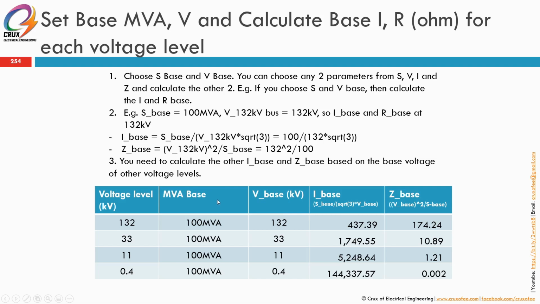For example, at 132 kV, let's calculate the I base and Z base. So I base is just S base divided by the voltage times square root 3. So you get some value. Whereas the Z base equals the voltage at 132 squared divided by the S base. So in this case, for I base it's just 100 MVA divided by square root 3 times 132, and you get this value. For Z base it's 132 squared divided by 100 MVA. So you get that value lah, 174, and so on. So you have to calculate the I base and Z base for each voltage level, in this manner lah.